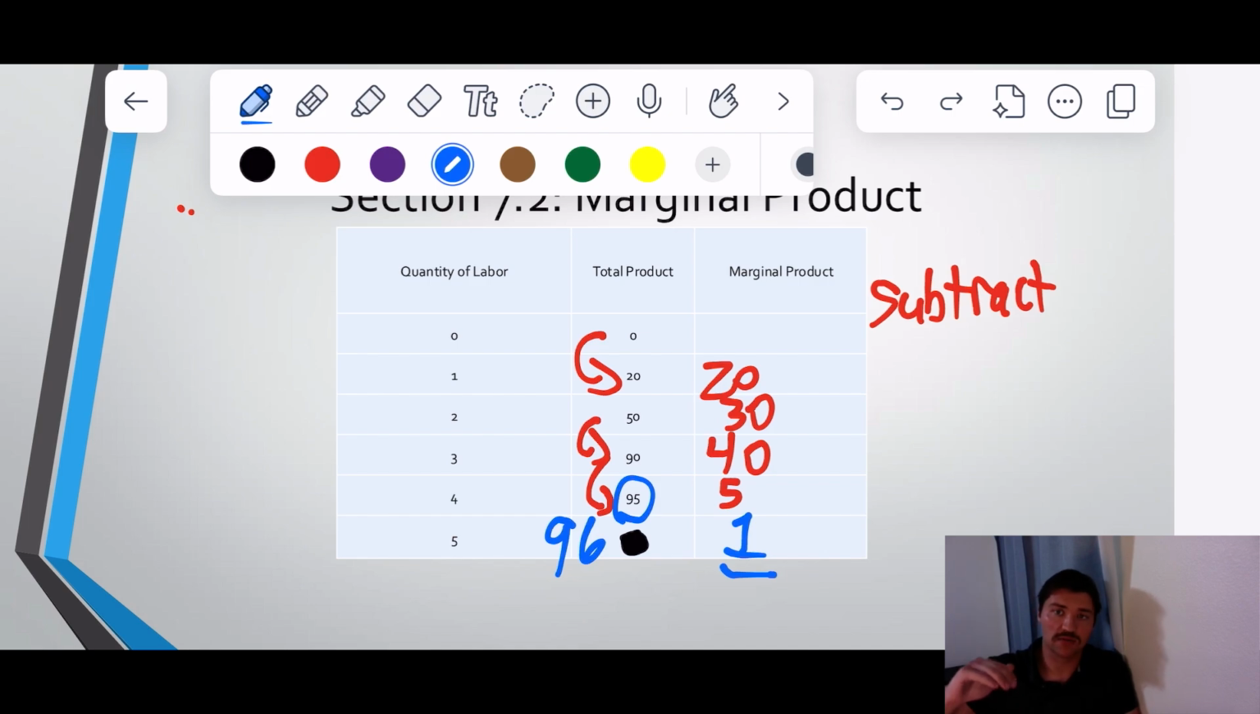A lot of students are confused when they see that the total product starts to be negative, right? When the total product goes negative, that's not where the diminishing marginal product starts. The diminishing marginal product starts whenever the marginal product gets smaller. So 20, 30, 40, 5. So in this case, it starts with the fourth worker.